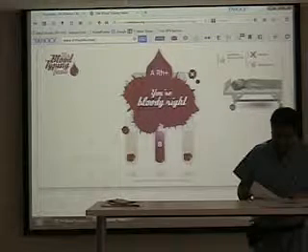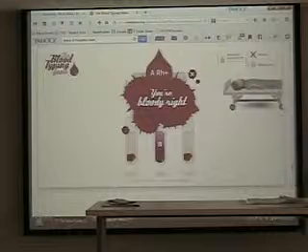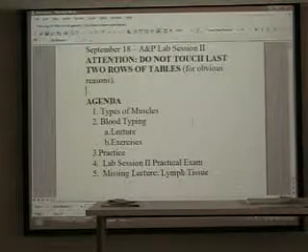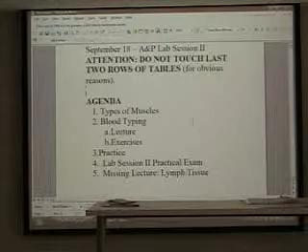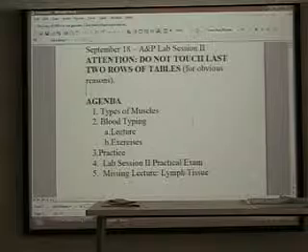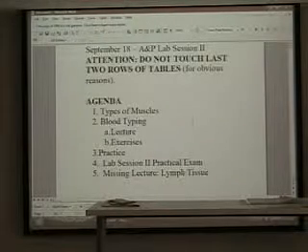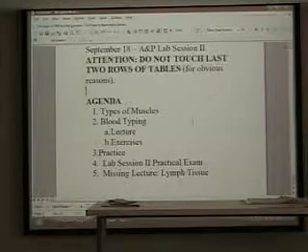Last but very least, so that's blood typing. Let's look at our agenda for today. So, you have type of muscles, blood typing, lecture exercises, and last but not least, we will do our lymph tissue lecture momentarily. Right? Thank you.